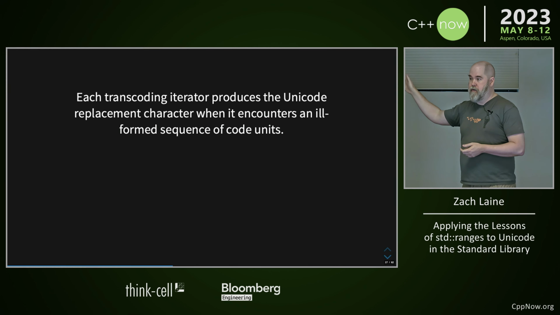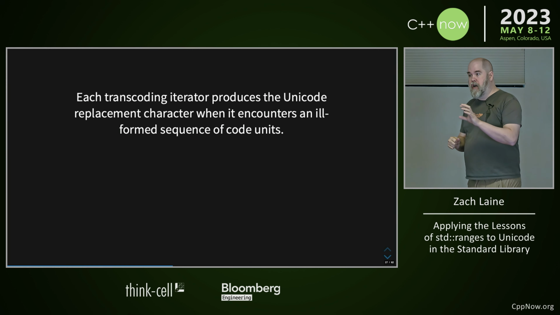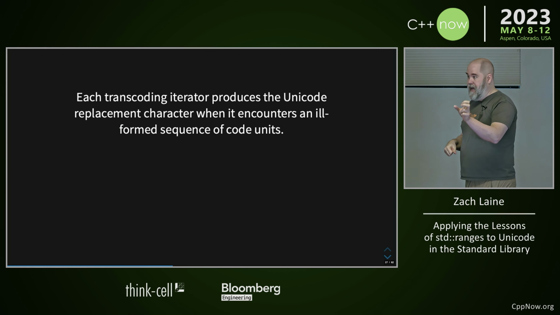So that's what all these iterators do. That's what all these views do by default. The iterators, unlike the views, are configurable this way: you can provide a template parameter that says, here's the handler for an error. The default handler just produces a replacement character, but your handler could log, assert, throw, whatever, right?